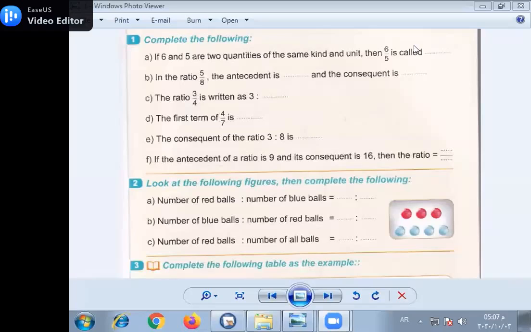Bismillah ir-Rahman ir-Rahim. If 6 and 5 are two quantities of the same kind and unit, then 6 over 5 is called. Who will answer me? Marteros, are you with me? Yes, Mr. Go ahead, answer the first question. Number A. If 6 and 5 are two quantities of the same kind and unit, then 6 over 5 is called... Ratio. Excellent. Ratio.